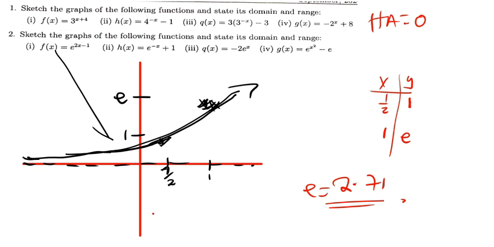So what's the domain? The domain is from negative infinity to positive infinity, but the range is restricted. The range will always start from the asymptote, in this case starting from the asymptote, not included, all the way to positive infinity. As simple as that.